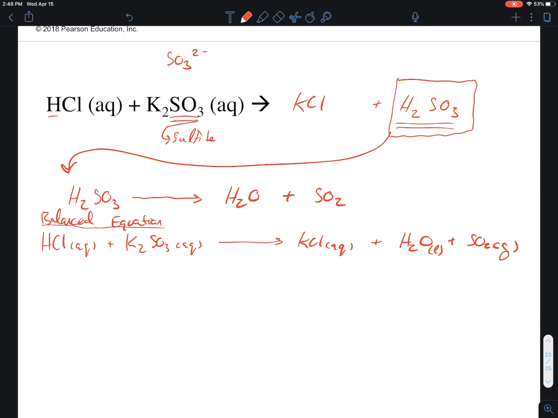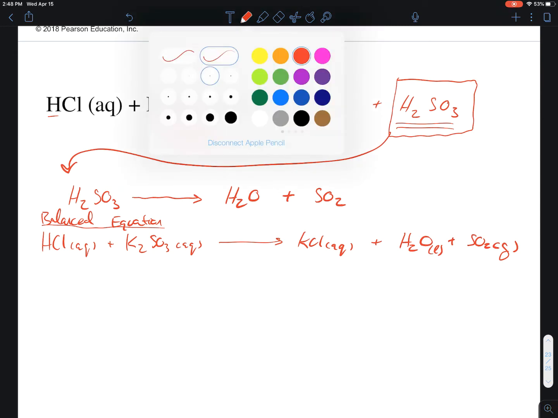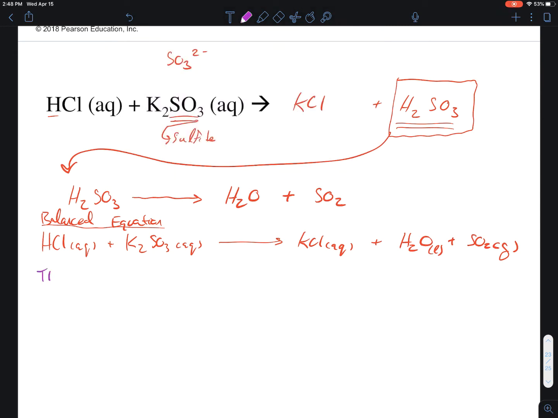Just to start, this doesn't include your total ionic or your net ionic. So you got your balanced equation. Let's do the total ionic equation. You're going to break apart HCl, so it's going to be H plus. Or actually, hold on a sec. I got a little far ahead of myself.